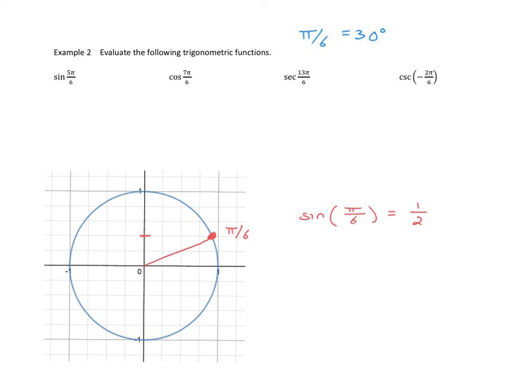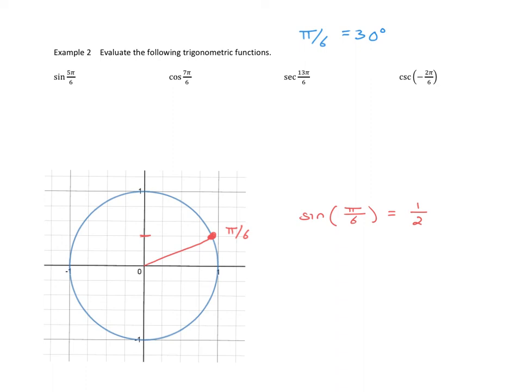So if you want to know sine of 5 pi over 6, step 1 is, well, where is 5 pi over 6 on the unit circle? And then how does the y value relate to this point? It's either going to be equal or it'll be off by a negative.